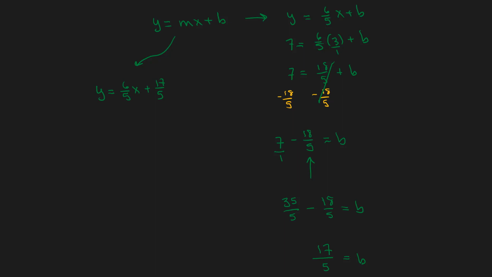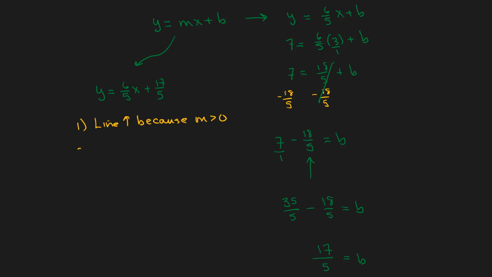Now that we have this equation, we know several things. One of the pieces of information we have is that this line is increasing. We know that because the slope is positive. The line is increasing because the slope is greater than 0. If the slope was negative, the line would be decreasing.